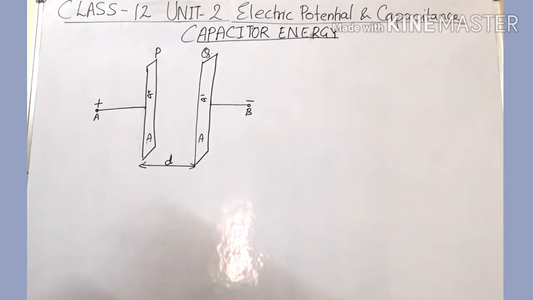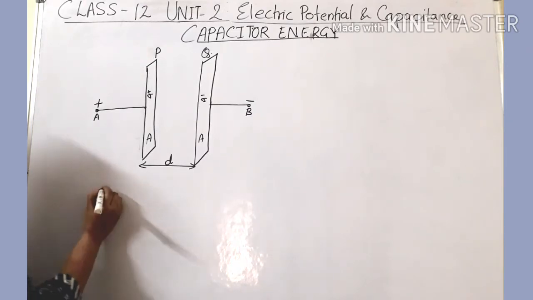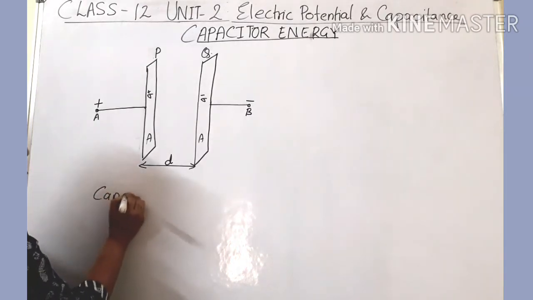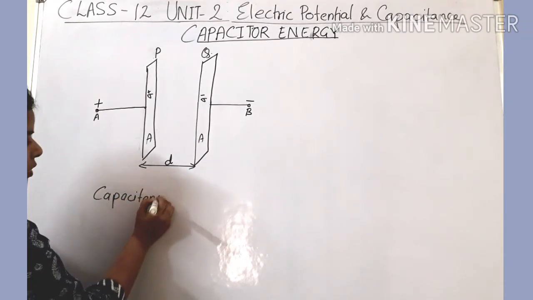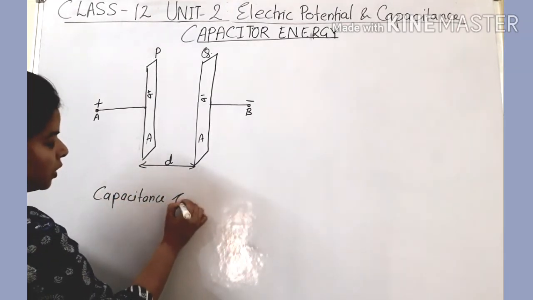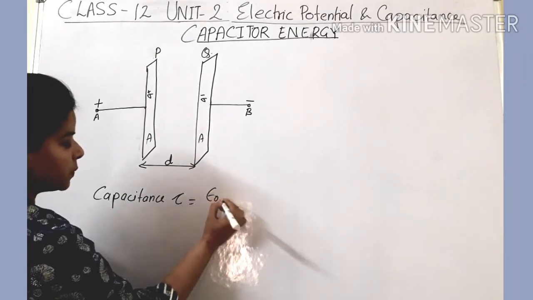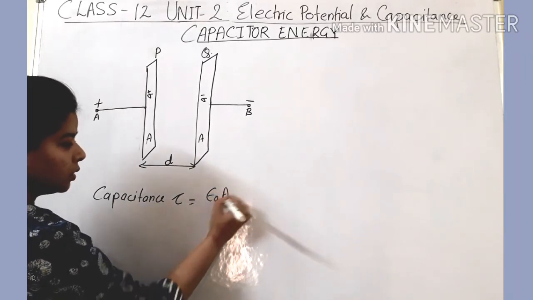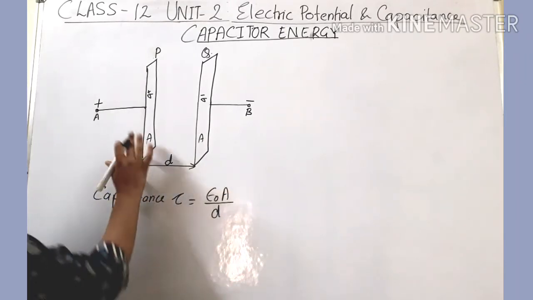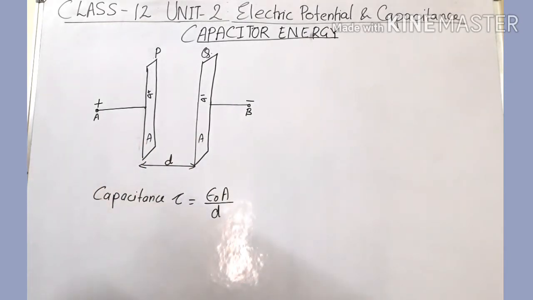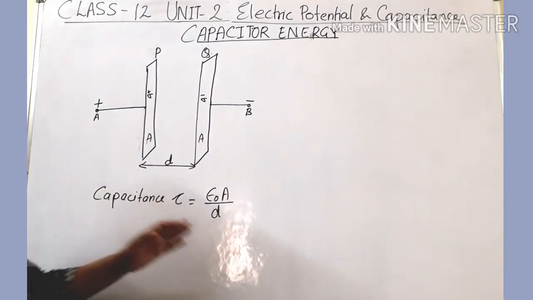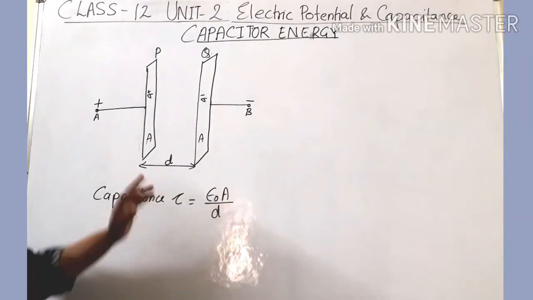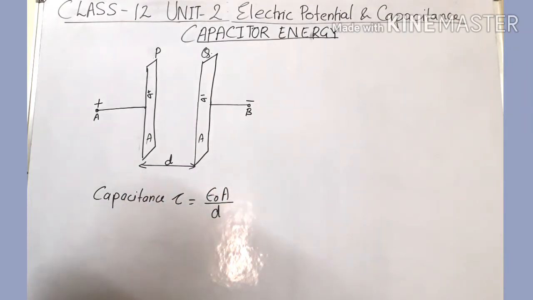Now to find out the energy of this capacitor, we will first take the case of capacitance. What is the capacitance of a parallel plate capacitor? C is equal to epsilon naught A divided by D, if we are not using any dielectric in between. Here A is the plate area and D is the plate distance. So this one is the value of C.